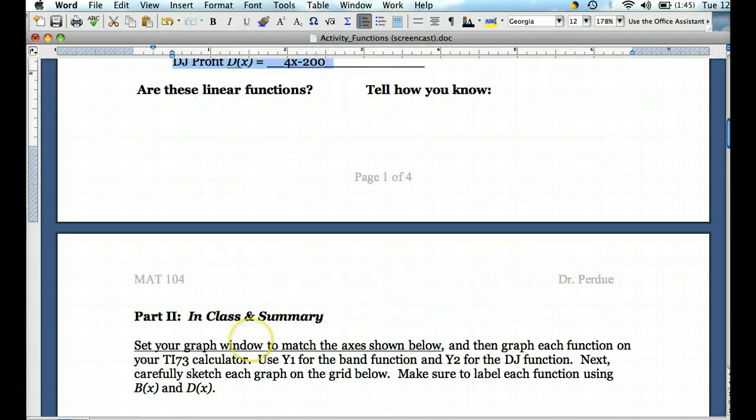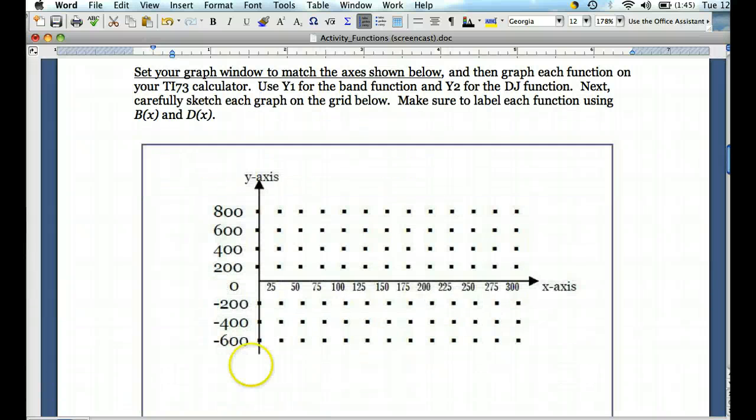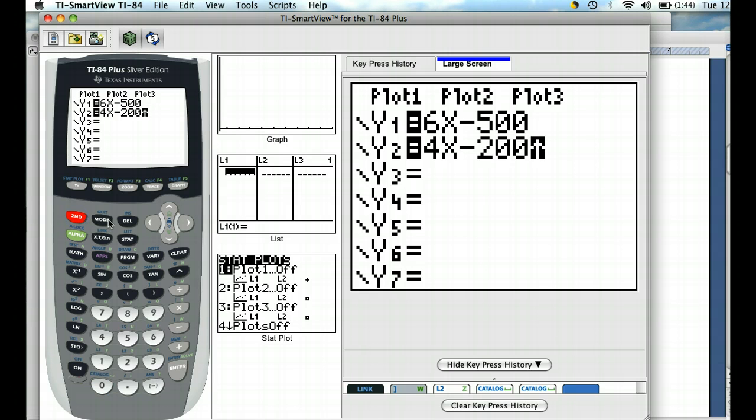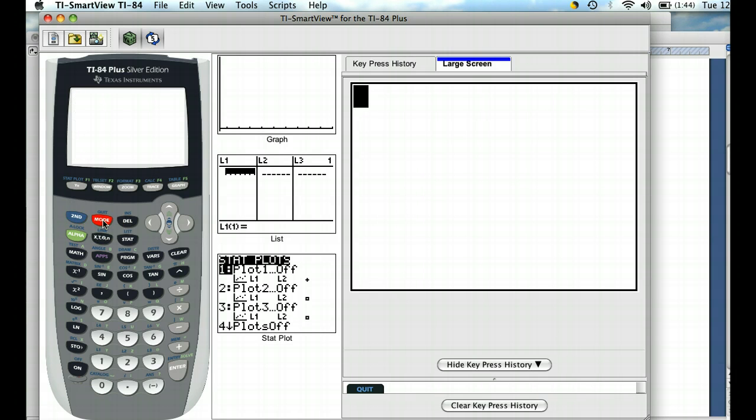So the DJ function is 4x minus 200. So 4x, by the way, notice that I'm getting x by clicking the variable button here, which will give you x or t or delta depending on what kind of equation you're graphing. So 4x minus 200 in y2, okay? And I'm going to exit out of this and go back to the home screen. I'm going to do that by second quit.